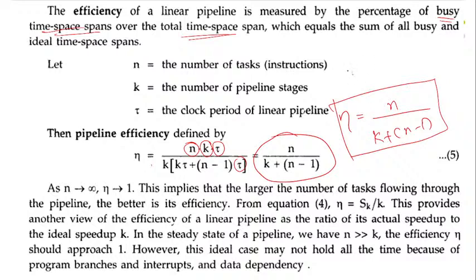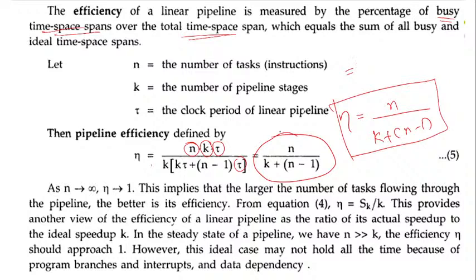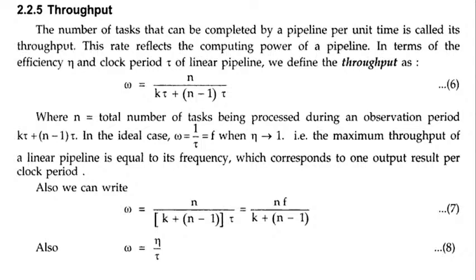Efficiency. Okay, then speed up का formula क्या है, k plus n minus 1 into tau, time t. This is speed up and this is efficiency. Throughput is calculated by efficiency by t. The number of tasks that can be completed in a pipeline per unit time is called throughput.